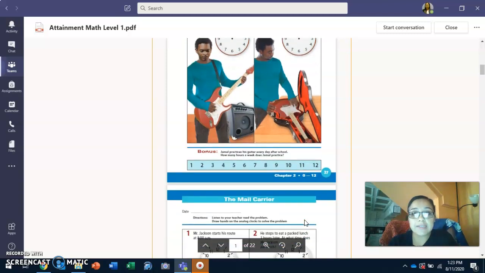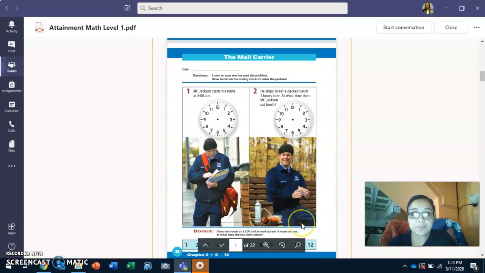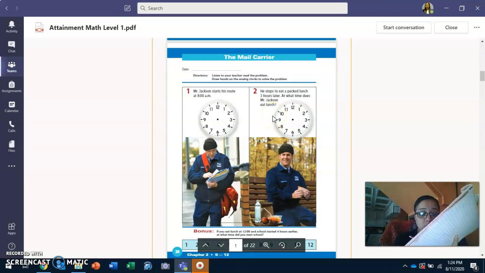Now, let's continue to the next worksheet. It says, listen to your teacher, read the problem, draw hands on the analog clocks to solve the problem. So right here we have the same thing. Mr. Jackson starts his route at 8 a.m. So you're going to draw the big hand and the small hand on this clock. He stops to eat a packed lunch 3 hours later. At what time does Mr. Jackson eat?